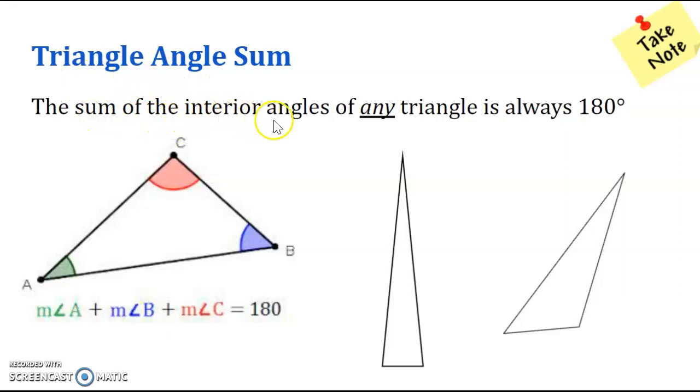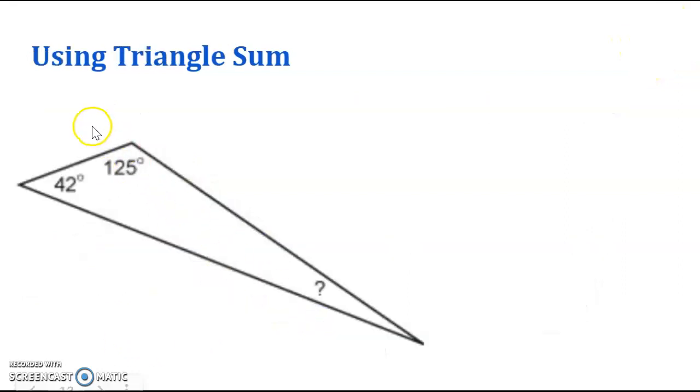So the sum of interior angles of any triangle, no matter what the shape is, whether it's really skinny, tall, whether it's obtuse, whether it's all acute, or whether it's isosceles or equilateral, it will always add to 180 degrees. So whatever the measure of this angle is, plus this angle, is going to be 180 degrees. So you can use the triangle angle sum to figure out what this question mark angle is.